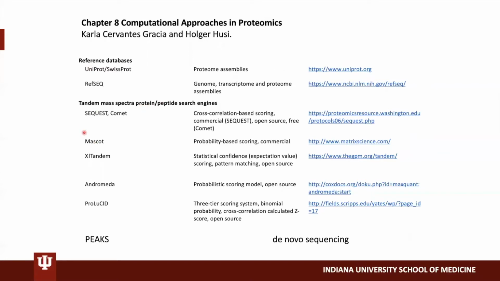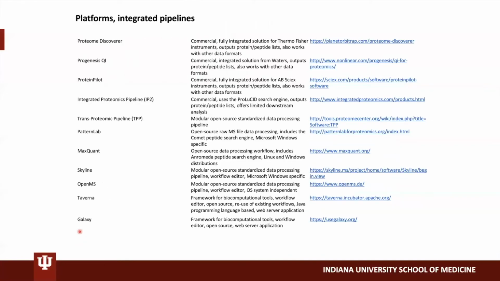Soon after SEQUEST, Mascot was also published. I think that was in 1999. These are both commercial softwares, so you have to pay to use either one of them. Xtandem is an open source software platform, which also has some really nice functionalities. And then the PEAKS software package, which is a de novo sequencing that is database assisted, but does not require a protein database, is something that Emma will also talk about in another presentation. And Emma, if you've got any comments, just feel free to jump in.